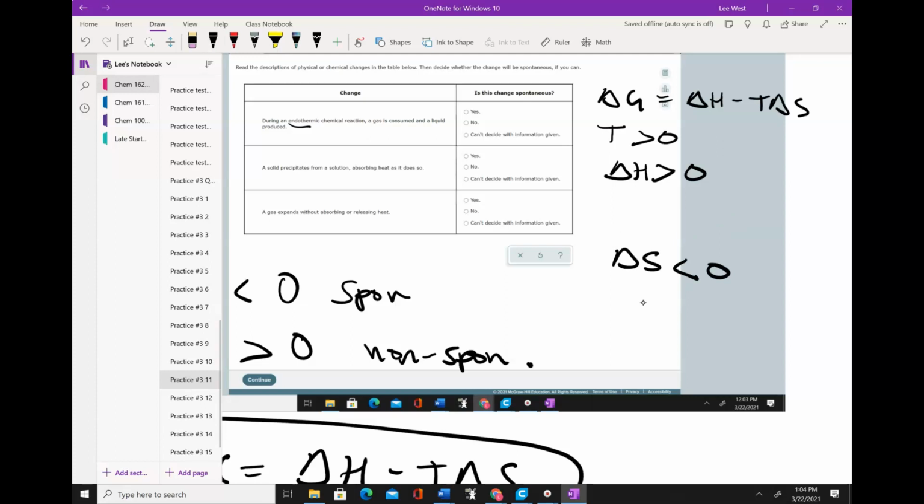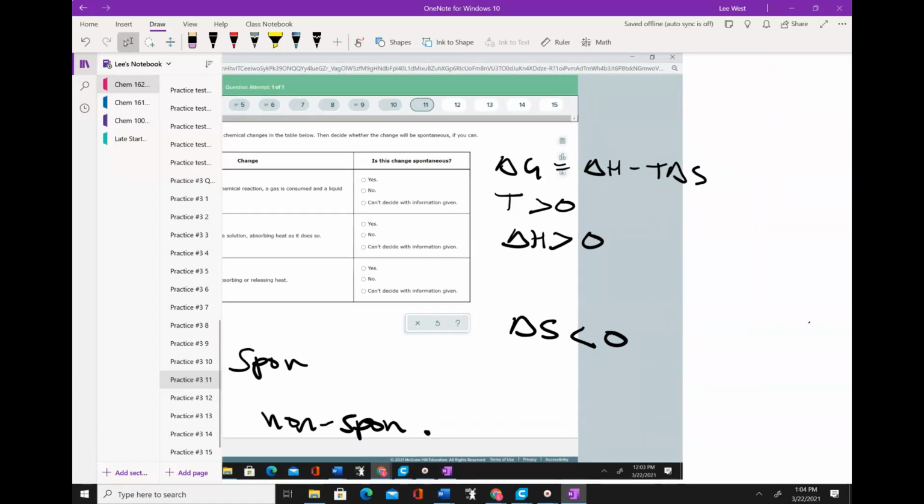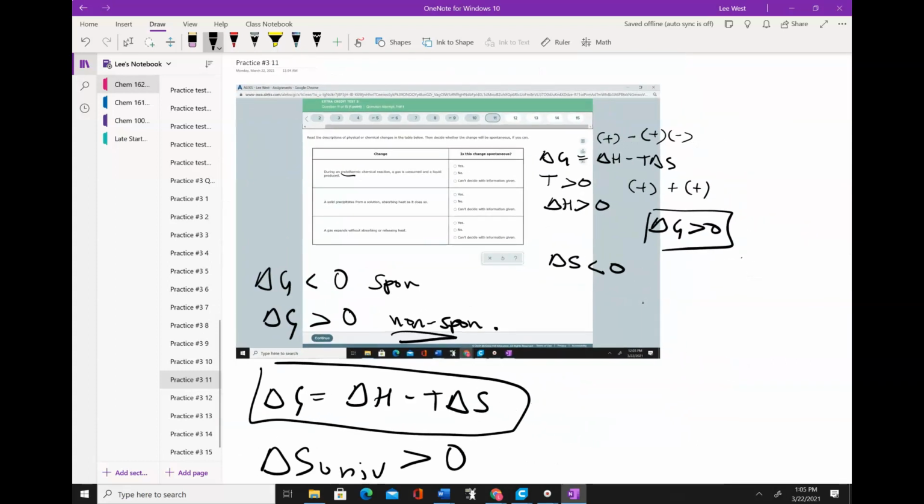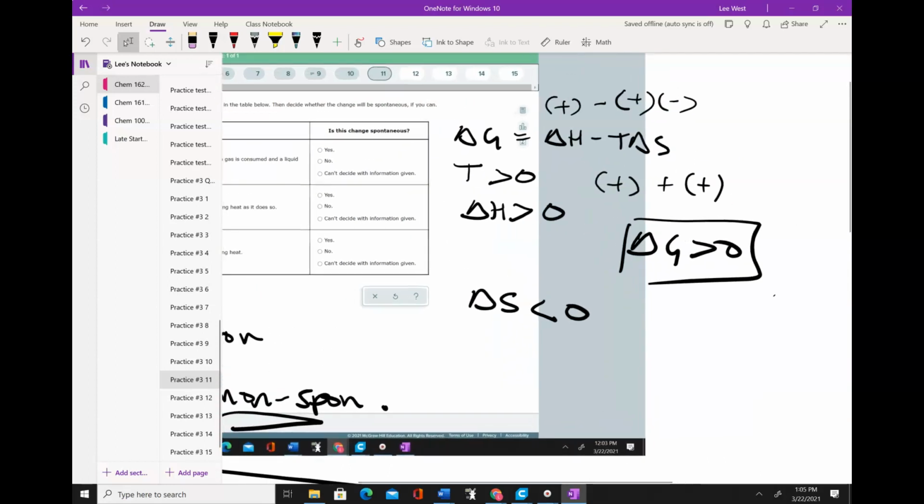So now we have to think about how that's going to impact the sign of delta G. Delta H is positive, and then we're going to subtract from that a positive for the temperature multiplied by a negative for the entropy change. So that's a positive minus a negative, which is the same as a positive number plus a positive number, and that's always going to give you a positive number. So for this combination, delta G will be positive, and delta G positive means non-spontaneous. So this is not a spontaneous change.